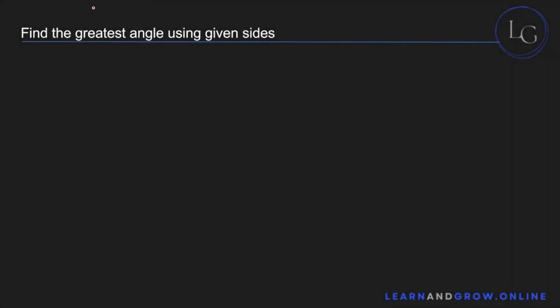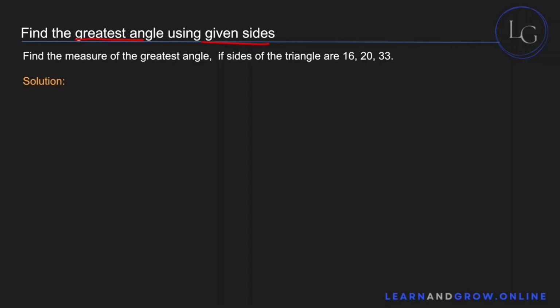Now let's see how you can find the greatest angle using the given sides. Find the measure of the greatest angle if the sides of a triangle are 16, 20, and 33. Before we dive into this, think about this a little intuitively. Let's say this is your side, this is another side, and this is another side. Now, quite visibly, this is the greatest side.